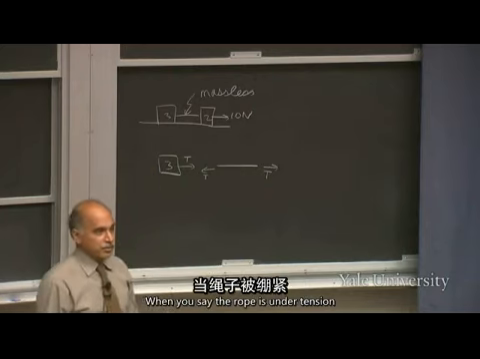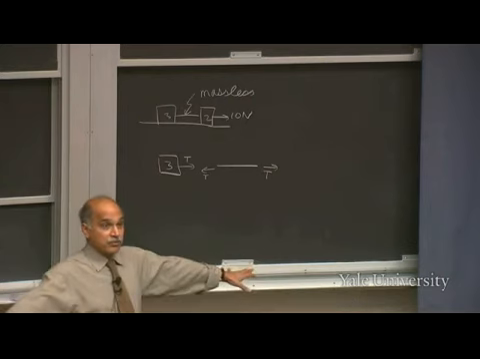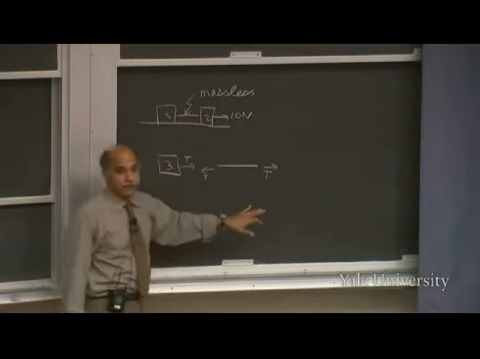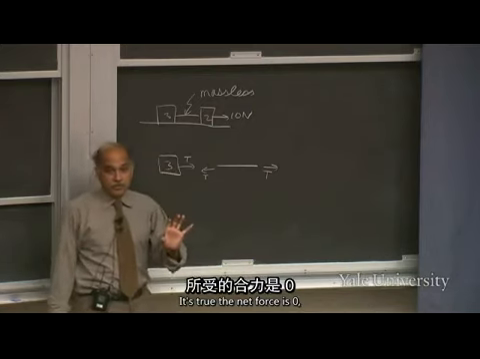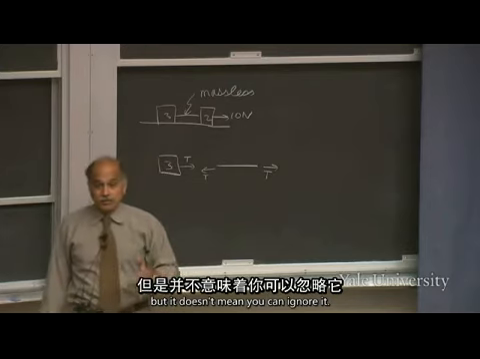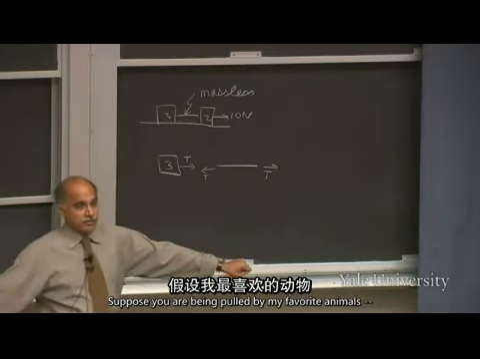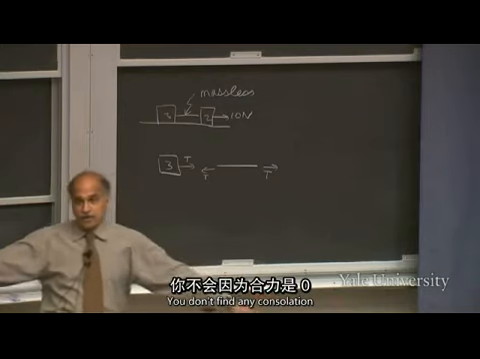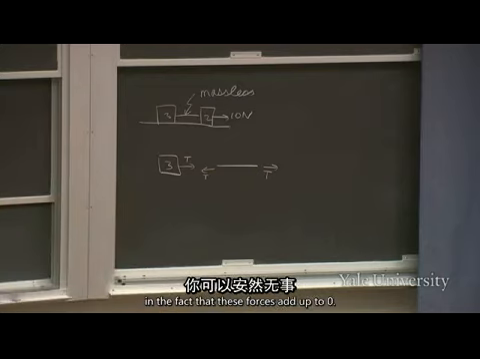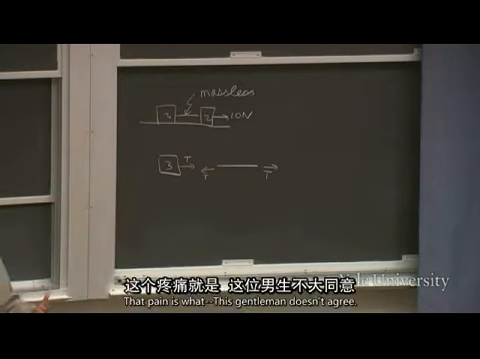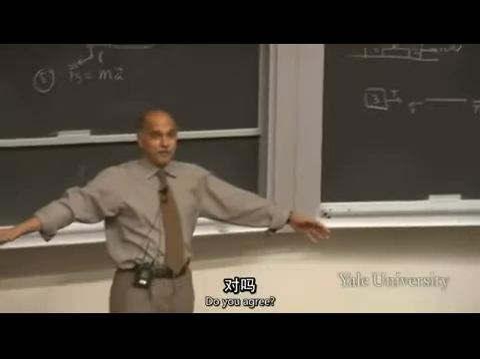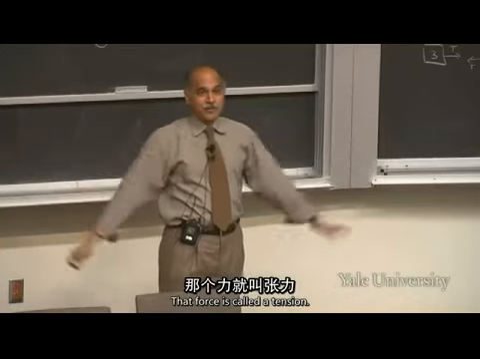So when you say the rope is under tension, it's being pulled from both sides by a certain force. The tension is not 0 just because this T and that T cancel. It's true the net force is 0, but that doesn't mean you can ignore it, right? Suppose you're being pulled by my favorite animals, the elephants, from both sides by equal force. You don't find any consolation in the fact that these forces add up to 0, right? You feel the pain. That pain is what this gentleman doesn't agree. One of you guys nodding your head. You feel the pain, you agree? Okay. That force is called the tension.